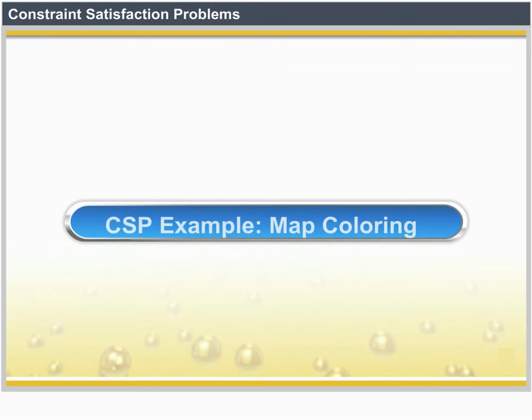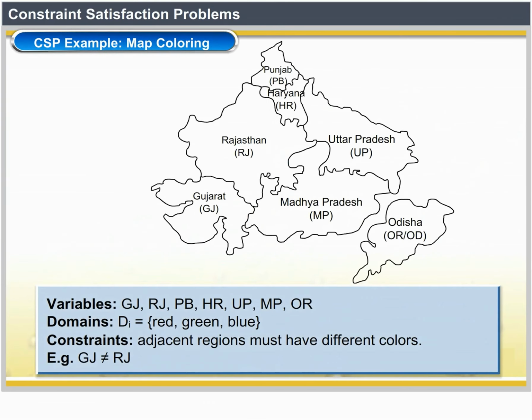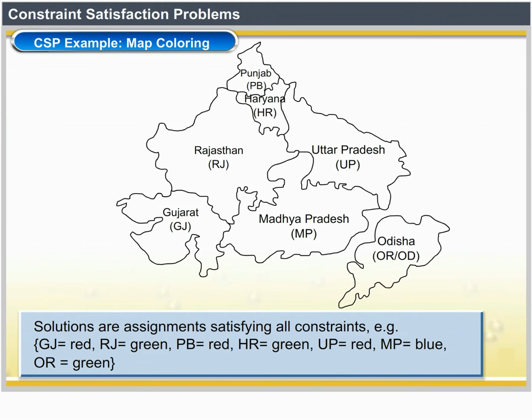CSP example: map coloring. Variables: Gujarat, Rajasthan, Punjab, Haryana, UP (Uttar Pradesh), Madhya Pradesh, Odisha. Domains: Di is equal to red, green, blue. Constraints: adjacent regions must have different colors. Example: Gujarat is not equal to Rajasthan. Solutions are assignments satisfying all constraints.